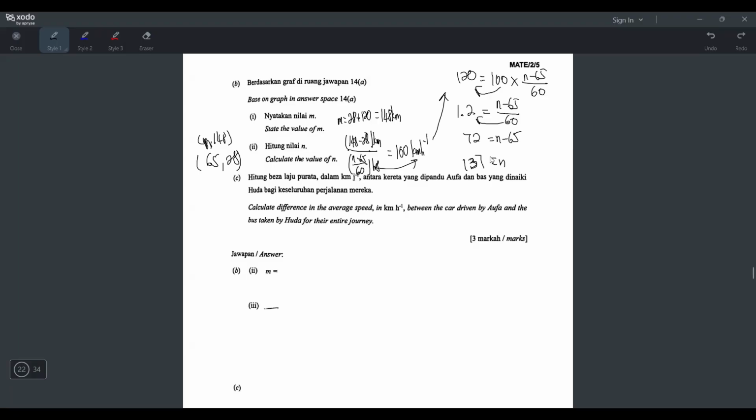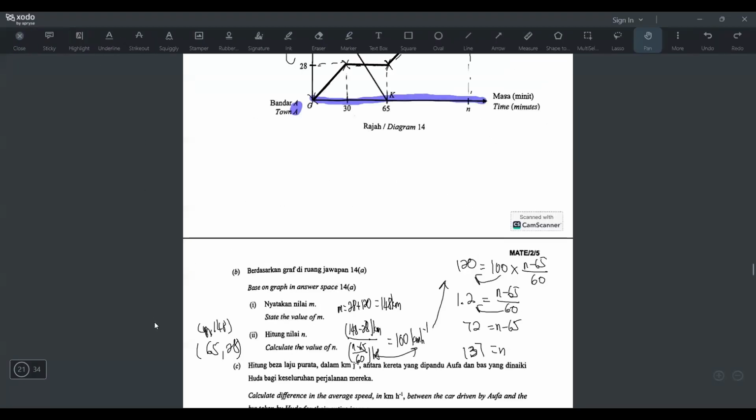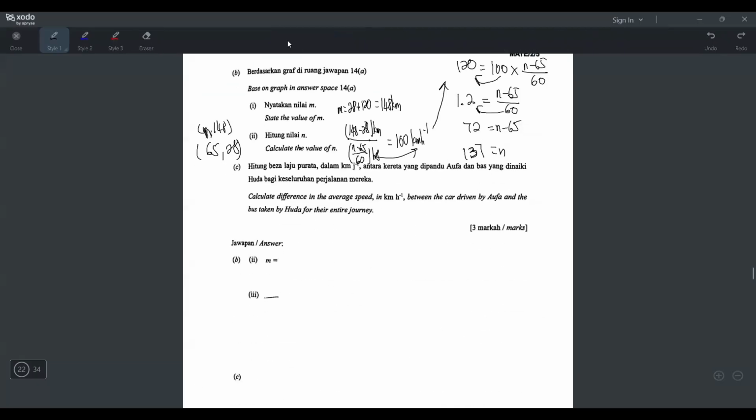Now you can find your n: 72 plus 65 is 137. So your n is 137, and the unit is minutes. Let's write it again here: n equals 137 minutes. So this is how you do m and n. I hope you understand why I need to divide by 60 here. If I don't divide by 60, I will get the wrong answer, because this is kilometers per minute and this one is kilometers per hour. They are not the same unit, so you have to use hours.